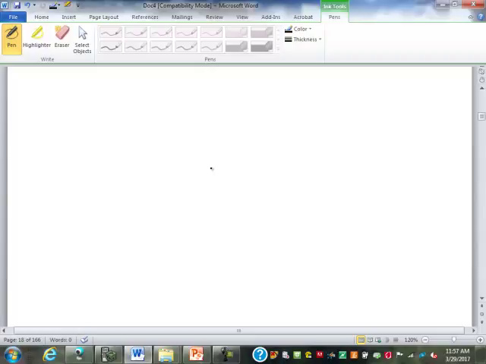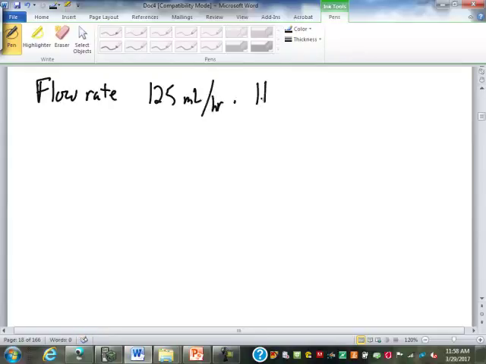Let's take a look now at a volume calculation. We're using the same concept, but now we want to look at how much we would actually be infusing. So let's say we have a flow rate of, let's do 125 milliliters per hour. How much fluid will infuse in 4 hours?